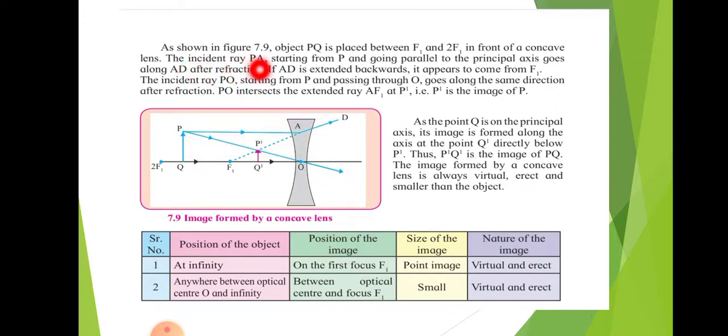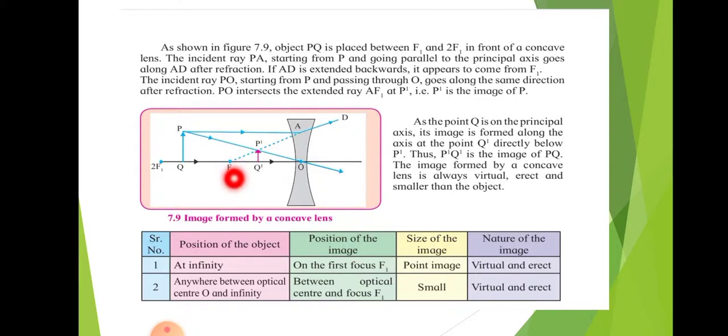The incident ray PA, here you can see the incident ray PA starting from P and going parallel to the principal axis, goes along AD. AD यहाँ से जाएगी आफ्टर रिफ्रैक्शन. तो रिफ्रैक्शन होगा तो AD जो है ऐसे रिफ्रैक्ट होके यहाँ तक जाएगी. If AD is extended backward, AD को बैकवर्ड डायरेक्शन में एक्सटेंड किया, it appears to come from F1.